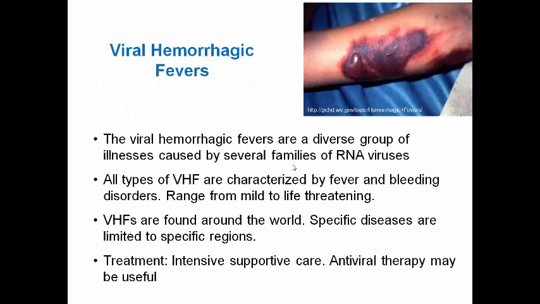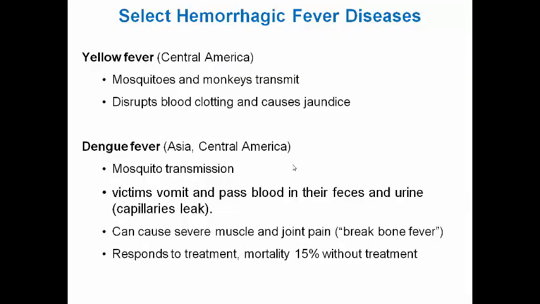Viral hemorrhagic fevers. The viral hemorrhagic fevers are a diverse group of illnesses caused by RNA viruses. All types of viral hemorrhagic fevers are characterized by fever and bleeding disorders. They range from mild to life-threatening. They are found all around the world. Specific diseases are limited to specific regions, and we'll talk about a few examples. Treatment for these hemorrhagic fevers is intensive supportive care, and in some cases, antiviral therapy can be useful. All right, I'm just going to talk about a few.